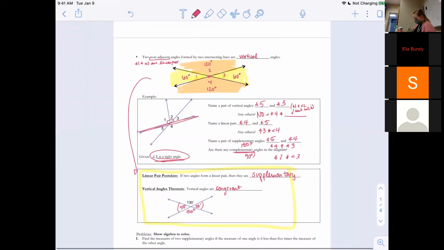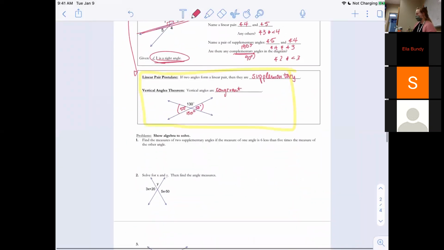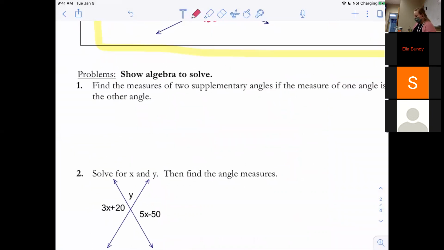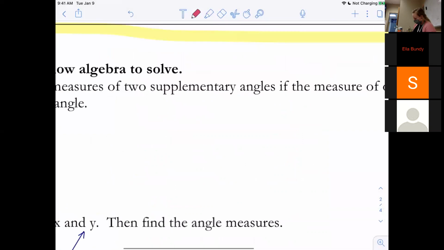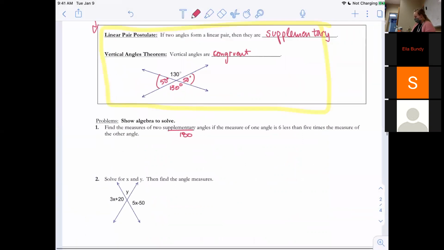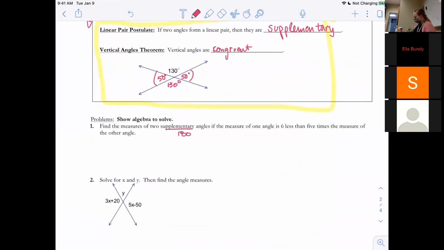Awesome. Let's keep rolling. We got a couple algebra problems I want to do before we have to leave. The first one says, find the measure of 2 supplementary angles. Stop. What is supplementary? 180. Good. If the measure of one angle is 6 less than 5 times the measure of the other angle.